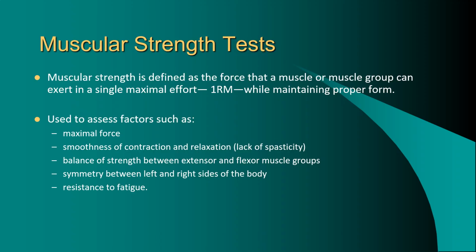Muscular strength test. Muscular strength is defined as the force that a muscle or muscle group can exert in a single maximal effort. So how much force can you exert as you recruit all of the muscle that you have available to be recruited, a max effort. This does take a little bit of motivation, so you want people that are motivated to try it and not just give up, to really get an accurate record. They also have to be able to maintain proper form when doing it.